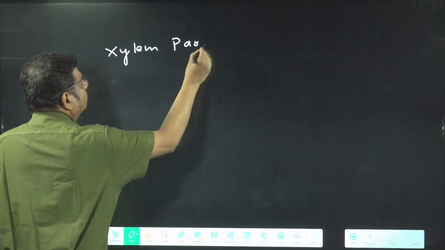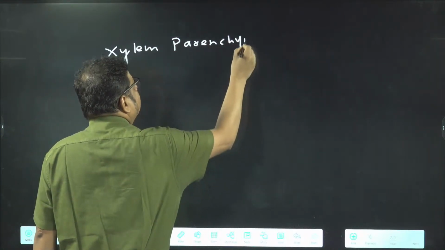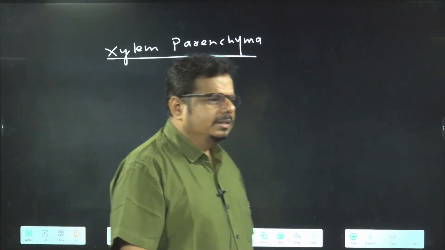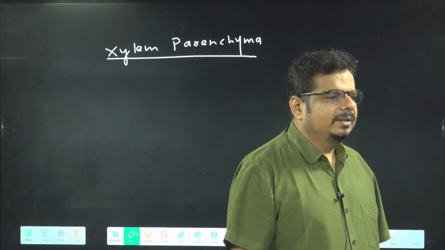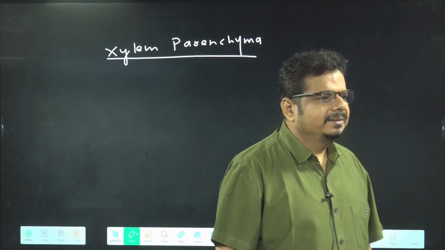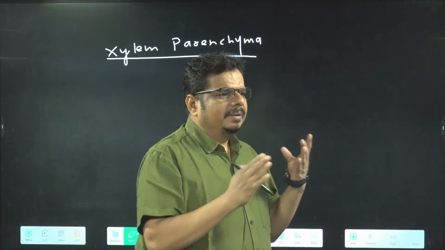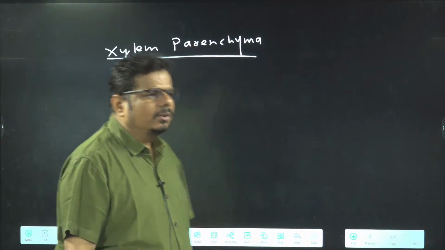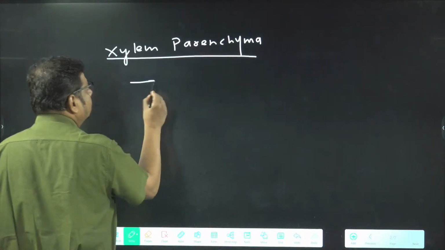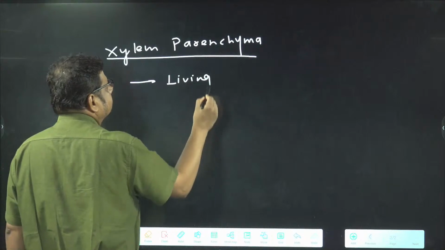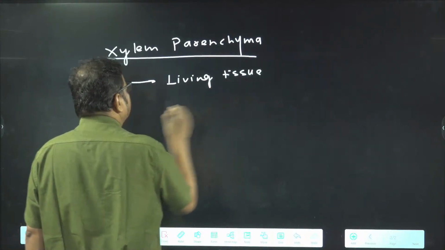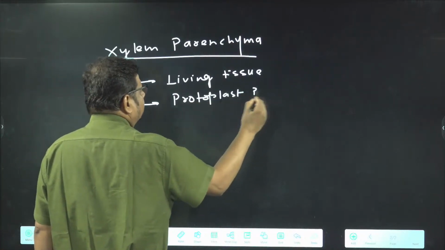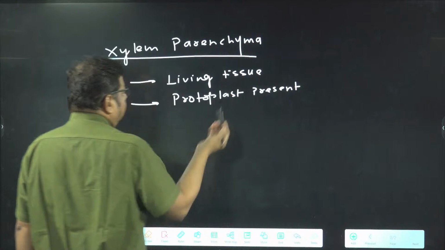Xylem parenchyma. The properties of parenchyma remain here. No need to get much confused. If you are a cardiologist, you will see heart patients everywhere, either in your clinic or in a hospital where many doctors are working. Same, parenchyma remains parenchyma, either as a simple tissue or as part of a complex tissue. Clear or not? So xylem parenchyma, which kind of tissue is there? Living tissue. Protoplast present.